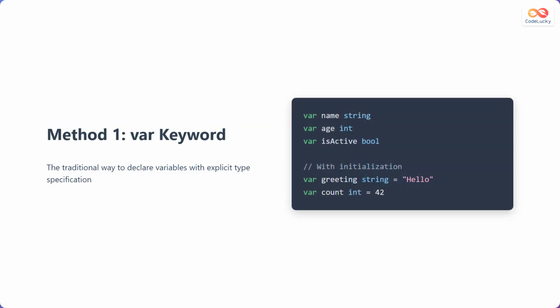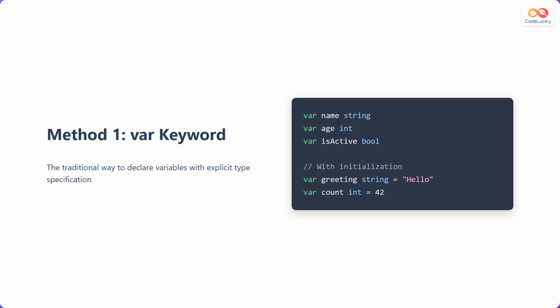The traditional way to declare variables in Go is by using the var keyword. This method involves explicitly specifying the type of the variable. For example, var name string declares a variable named name of type string. Similarly, var age int declares an integer variable named age, and var isActive bool declares a Boolean variable named isActive.